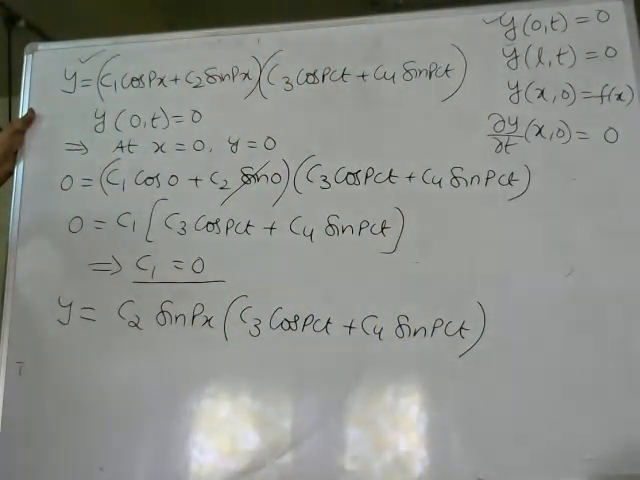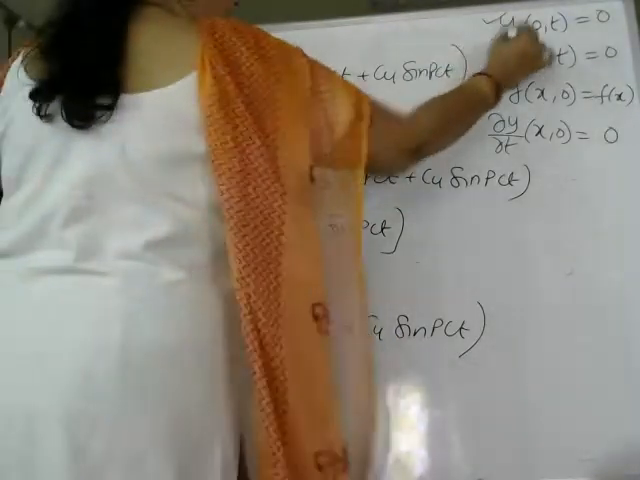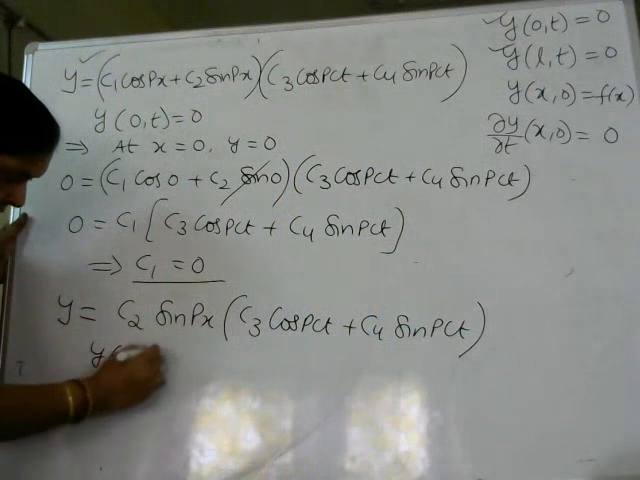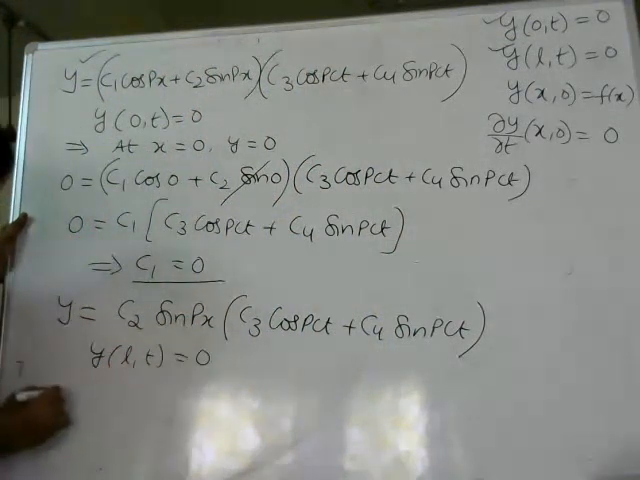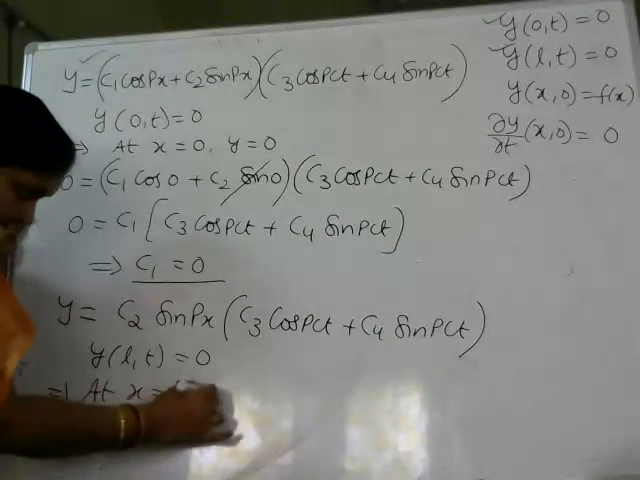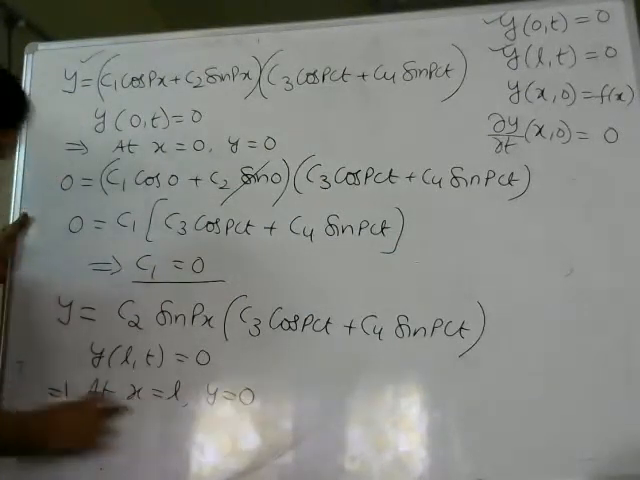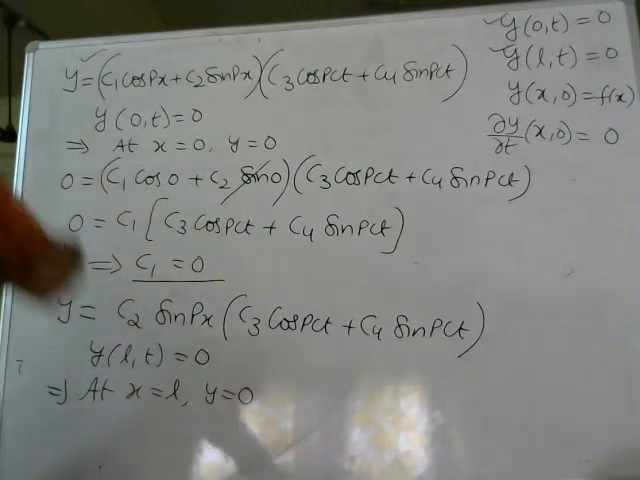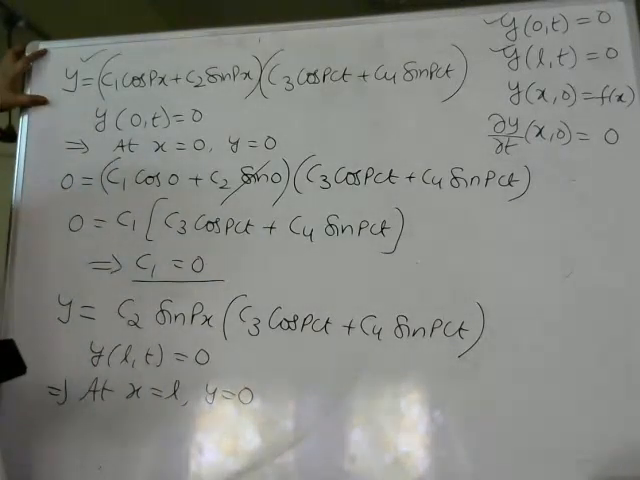What is the second condition we have? Y at L comma t equal to 0 is the second condition. It implies at x equal to L, y equal to 0. That is the meaning of this. Now we'll substitute in this condition. What is the value we have over here? I will erase this part.